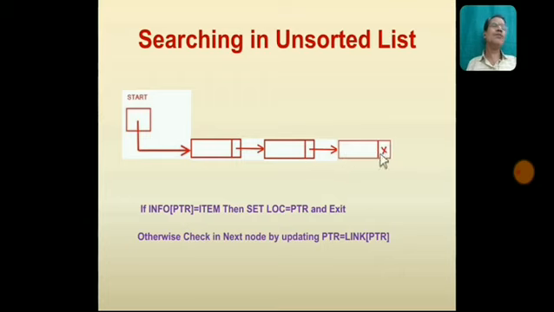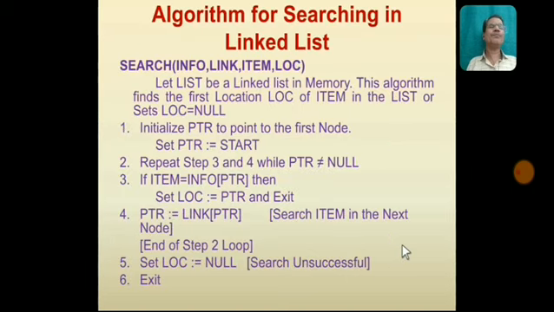So, this is the last node. Here this x symbol indicates that this is a null pointer. So, we have reached the null pointer. If atom is not present up to the last node, meaning we have not found the atom in any node, it means that the search is unsuccessful. In such a case, we will set loc is equal to null and we will terminate our algorithm.